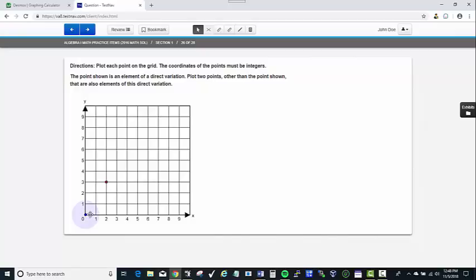Now, if we notice, we go up 3, rise 3, and run 2. So, following that same slope, we can get the next point. Rise 3, run 2. Rise 3, run 2. It's a direct variation. There we go. All right.